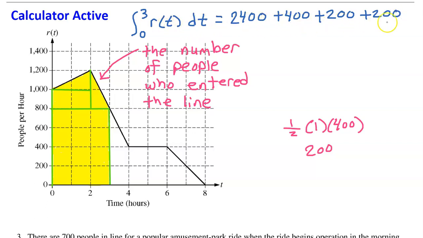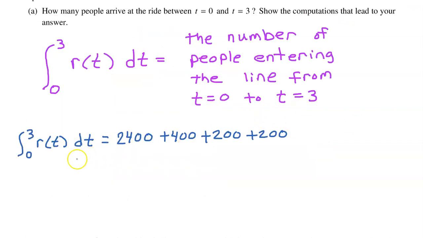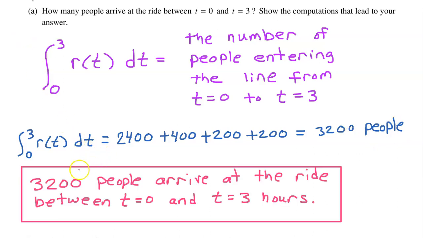So this sum represents the number of people who entered the line from time t equals 0 to t equals 3 hours. Anyway, we found that the value of the integral from 0 to 3 is this sum, which turns out to be 3,200 people. Don't forget your units. And the bottom line is 3,200 people arrive at the ride between t equals 0 and t equals 3 hours.